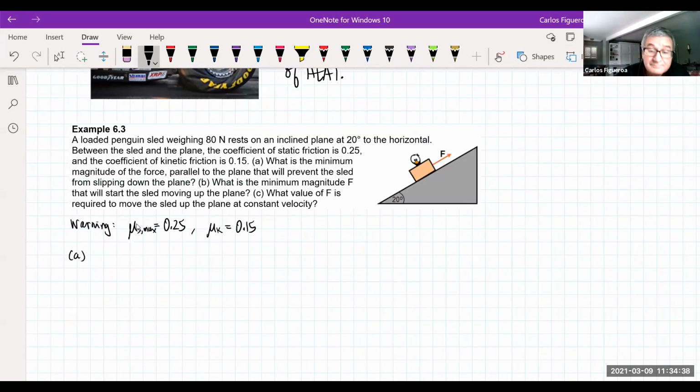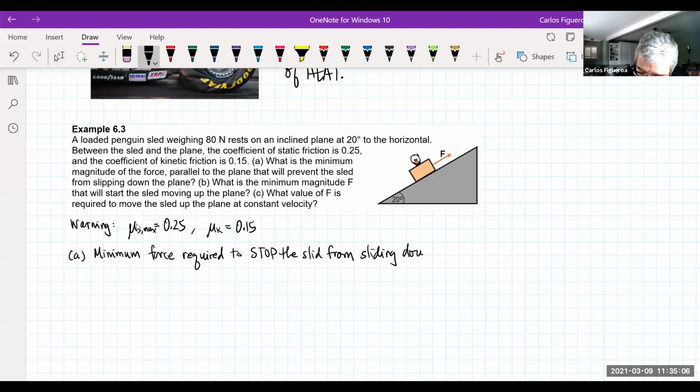So A. Okay, we want to know the minimum force required to stop the sled from sliding down. Question.